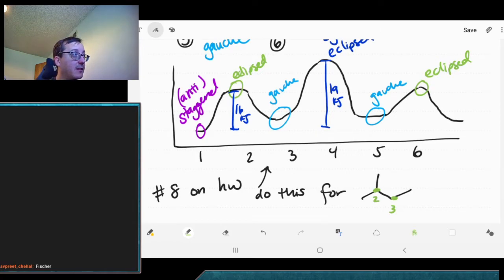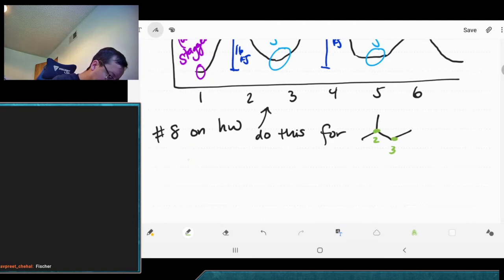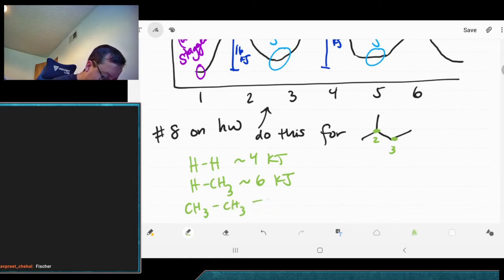Ideally, if you like, go ahead and figure out the energy differences. You can do that on your homework because you'll have these in front of you. But I'm not going to ask you on an exam for the energy differences. So just remember, staggering or eclipsing 2 hydrogens is about 4 kilojoules per mole. Eclipsing a hydrogen and a methyl group is about 6. Eclipsing 2 methyls is about 11.